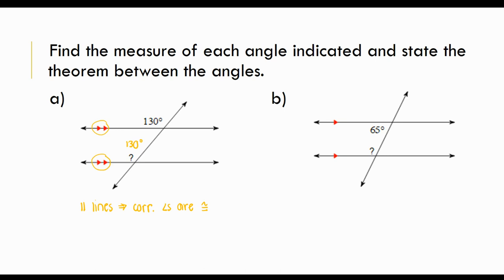In part B, we have our parallel lines based off our marks. Notice that I'm given a 65-degree angle. The angle in question is the question mark. Notice how these are both interior angles and they are on the same side. So when I have parallel lines, I know that same side interior angles are supplementary. So these are not congruent, they are supplementary. So to find my angle, I'm taking 65 away from 180. And so this is a 115-degree angle.